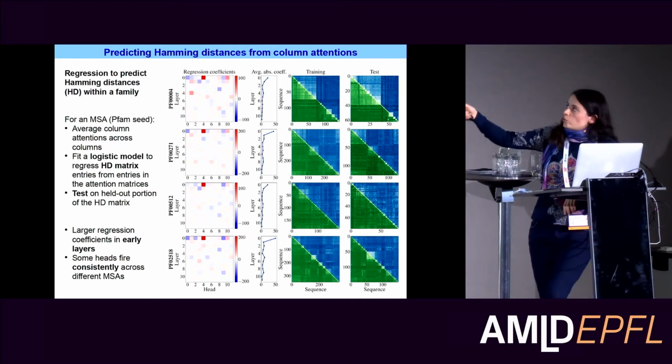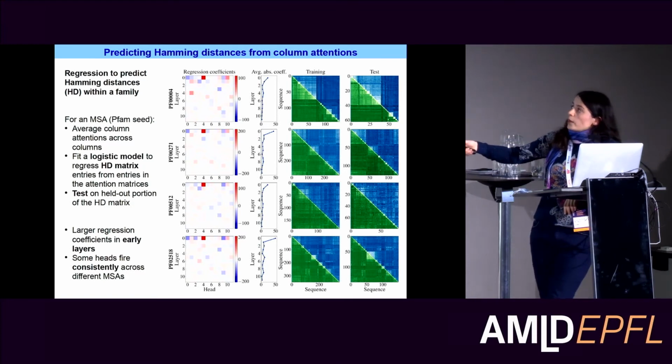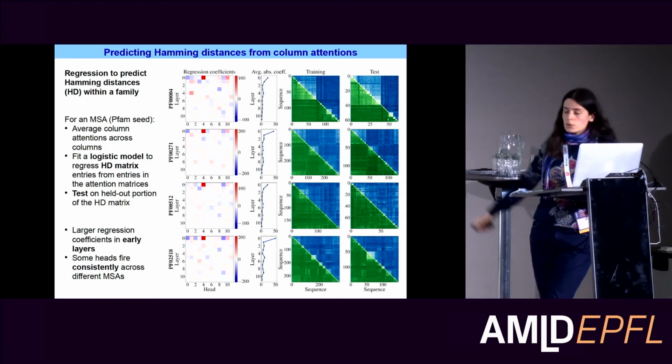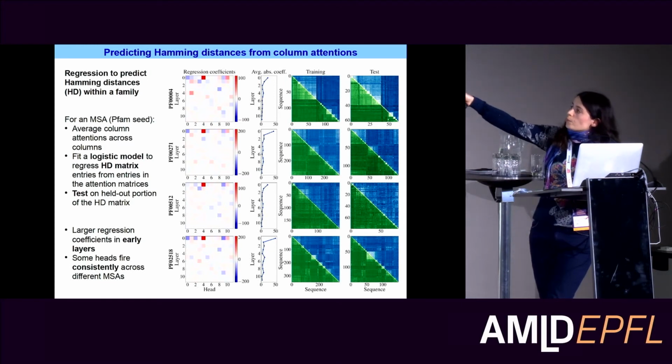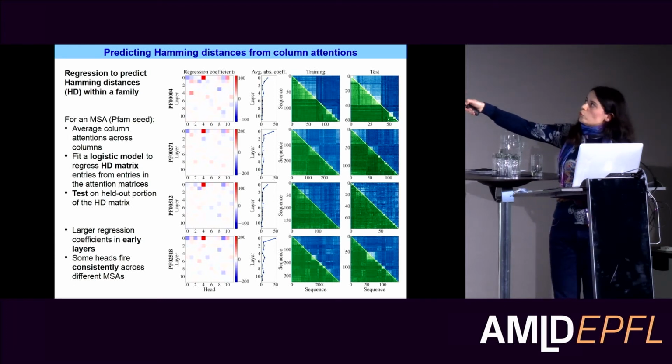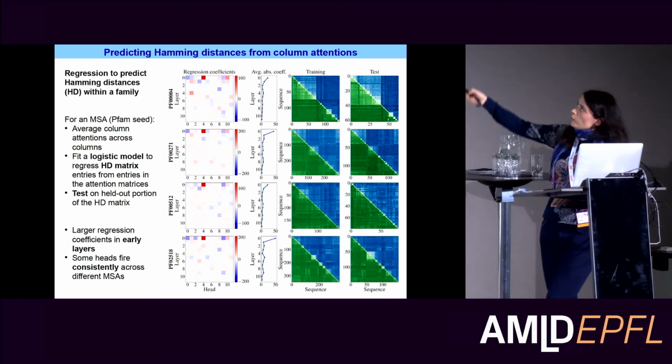You can see the results here for 4 different alignments, 4 different PFAM families. These are the regression coefficients on each layer and head of the model. It's already striking that some of them are firing consistently across the different alignments, and also that the early layers of the model are more important in these regressions. Okay, these are the norms here. And here you can also see the prediction.